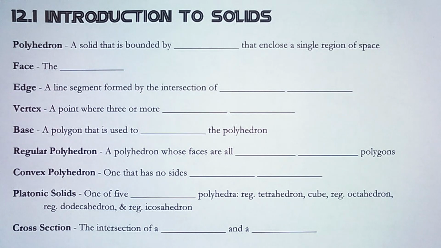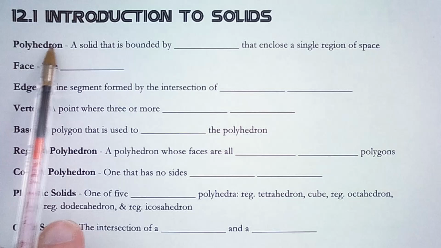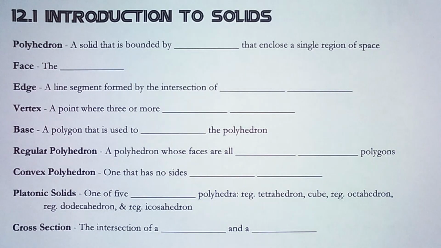Hey everybody, today we are going to talk about geometric solid figures, and we're specifically going to talk about polyhedra, which is plural for polyhedron. We'll talk about the numbers of faces, vertices, edges. We'll talk about Euler's theorem, and we will talk about cross sections of polyhedra.